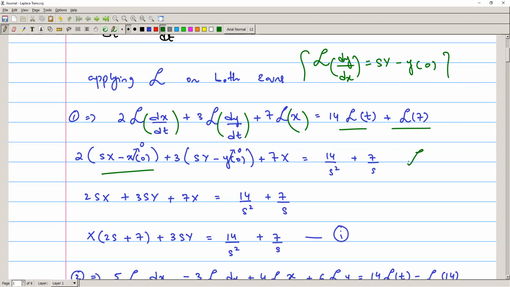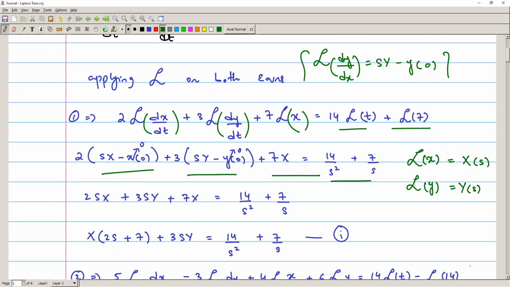So Laplace of x is simply equal to capital X, and Laplace of y will be simply equal to capital Y. Or we can write it as X is a function of s, right? So for our ease, we are just writing capital X, right?